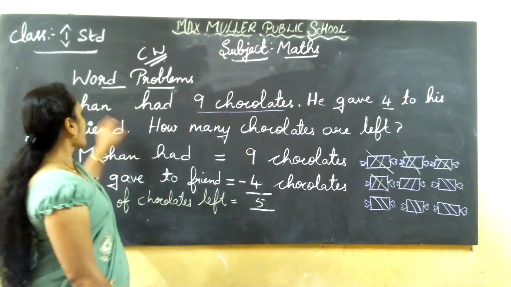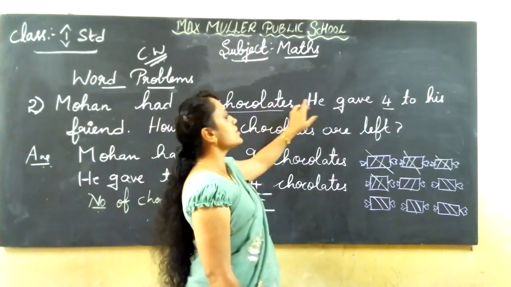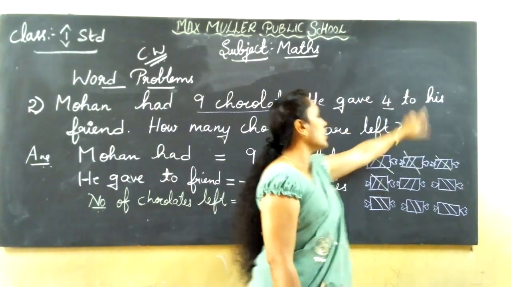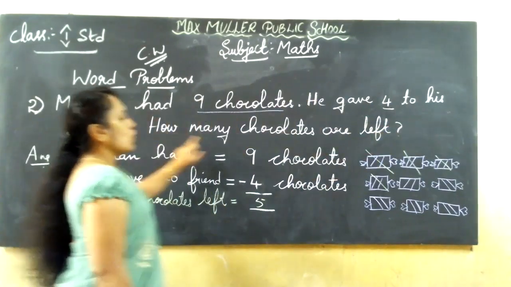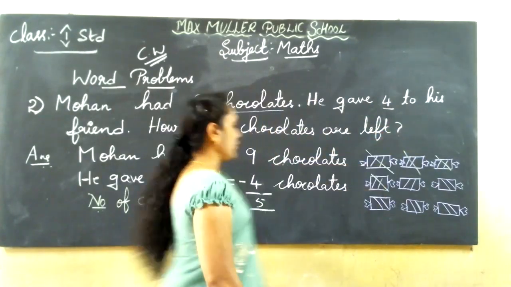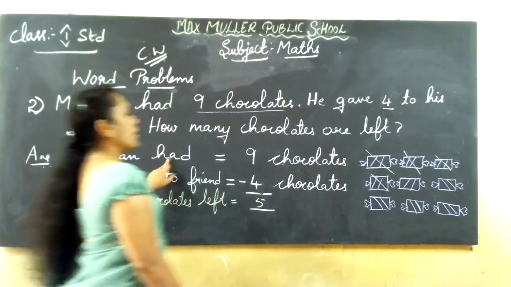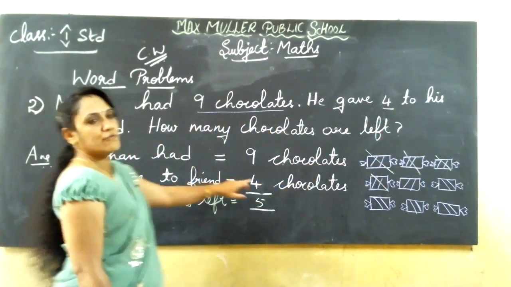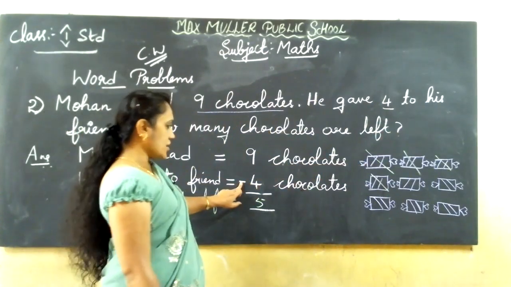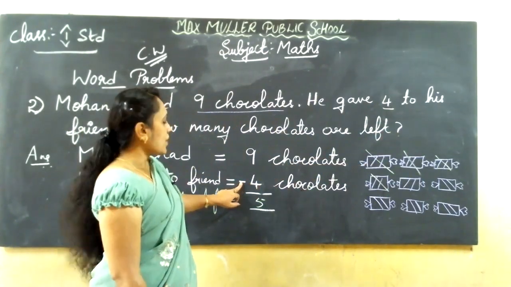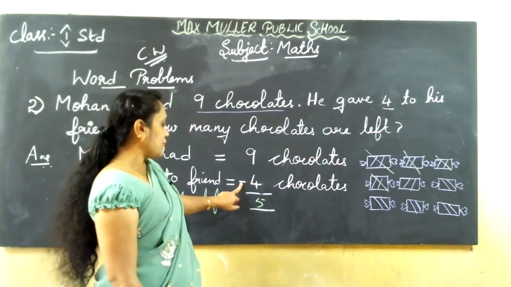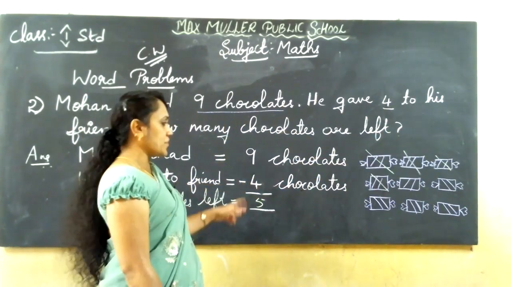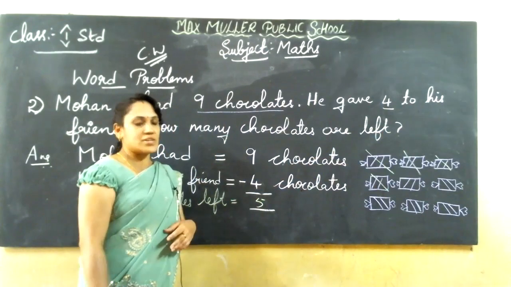Okay, children? Mohan had 9 chocolates. He gave 4 to his friend. How many chocolates are left? So answer: Mohan had 9 chocolates. He gave 4 chocolates to his friend. So put the minus symbol. The symbol is important, okay? If plus is given, you should add. If minus is given, you should subtract. We have taught you subtraction in the previous classes, isn't it?